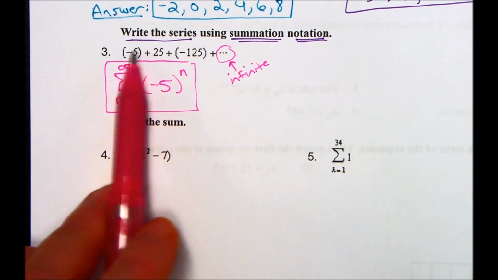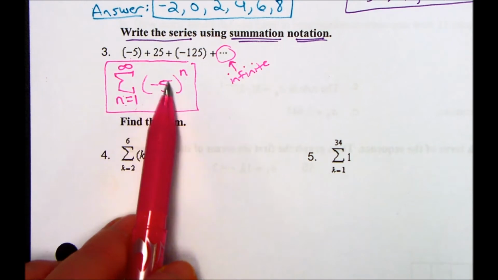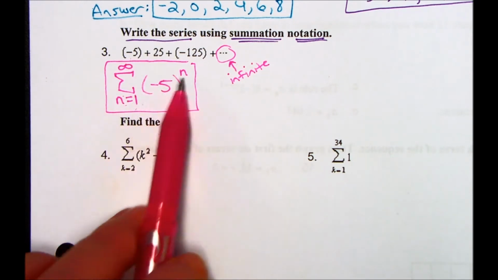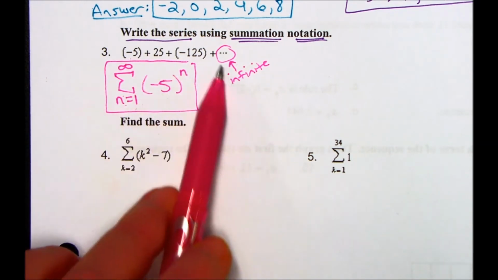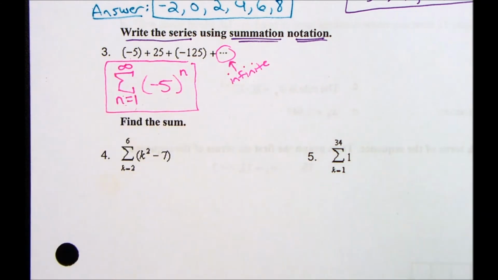So you've got to just figure out what the rule is, what the pattern is, and make sure it works when you substitute 1, 2, and 3. And if it's an infinite series, you need to have the infinity sign at the top. All right, moving on to 4 through 9.